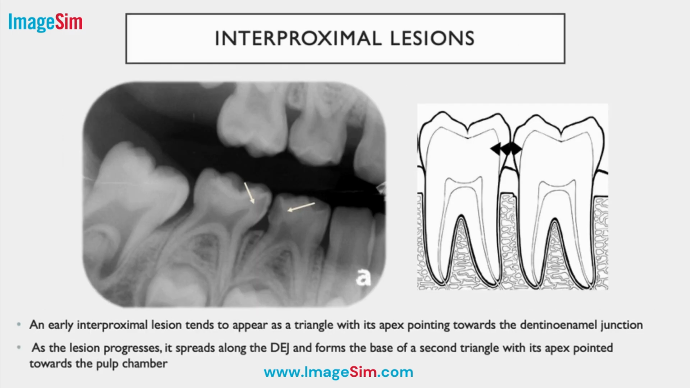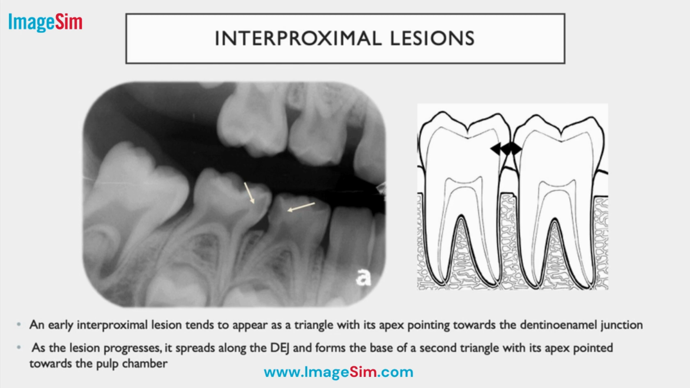Interproximal lesions. An early interproximal lesion tends to appear as a triangle with its apex pointing towards the dentino-enamel junction. As the lesion progresses, it spreads along the DEJ and forms the base of a second triangle with its apex pointed towards the pulp.